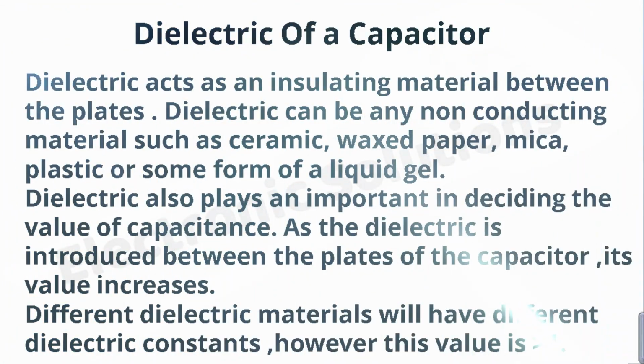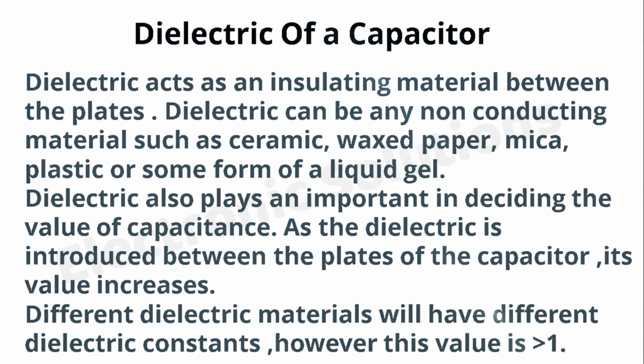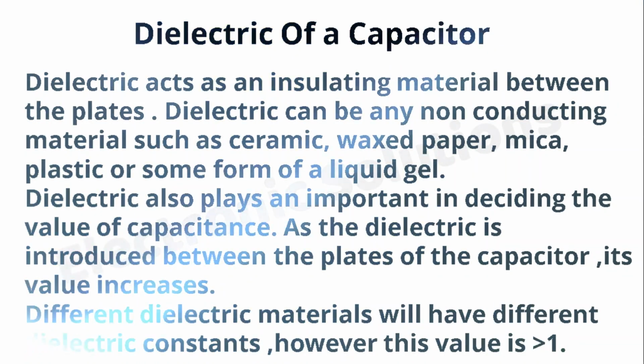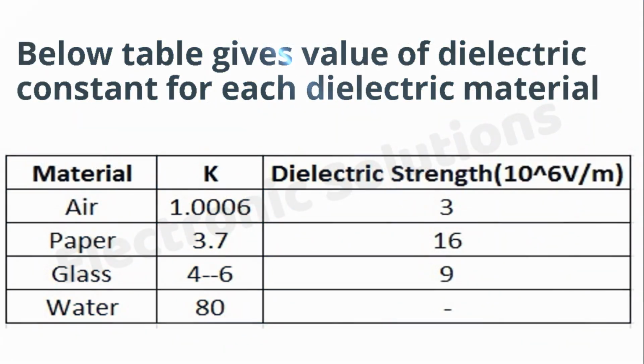Dielectric of a capacitor. The dielectric acts as an insulating material between the plates. A dielectric can be any non-conducting material such as ceramic, waxed paper, mica, plastic, or some form of liquid gel. The dielectric also plays an important role in deciding the value of capacitance. As the dielectric is introduced between the plates of the capacitor, its value increases. Different dielectric materials will have different dielectric constants, however this value is greater than 1.